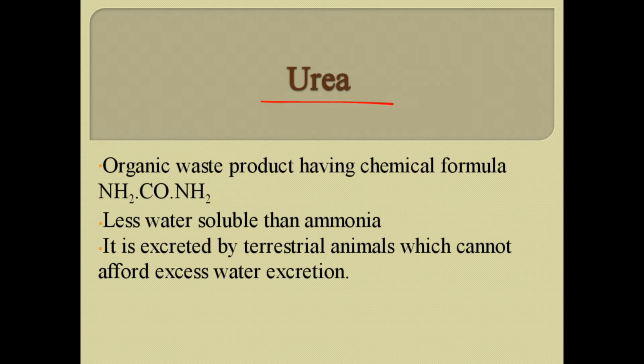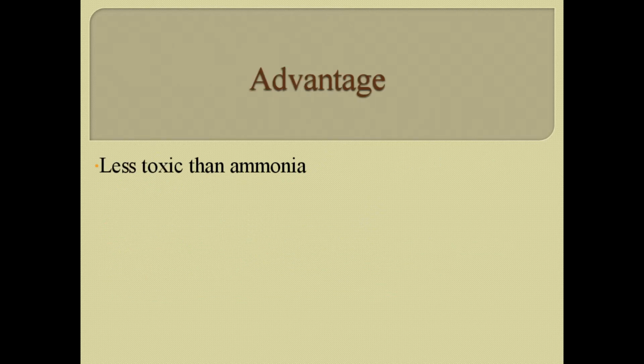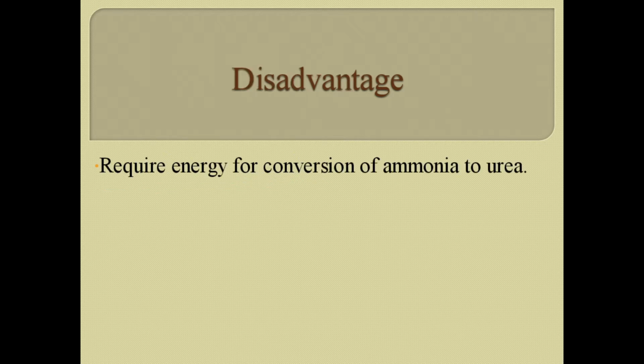Urea is an organic waste product, and it is less soluble than ammonia. As it is less soluble than ammonia, it is excreted by terrestrial animals as they cannot afford excess water excretion. The advantage is that it is less toxic than ammonia, and the disadvantage is that it requires energy for conversion of ammonia to urea.